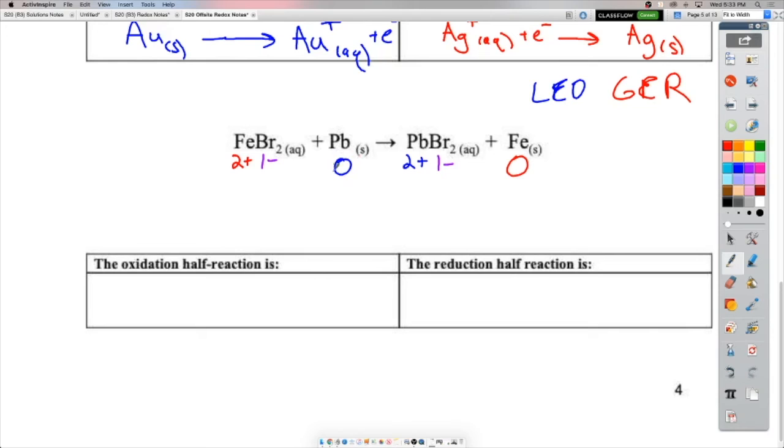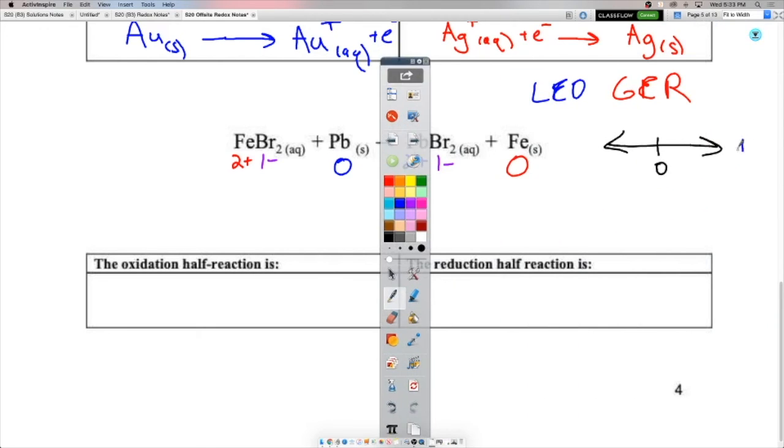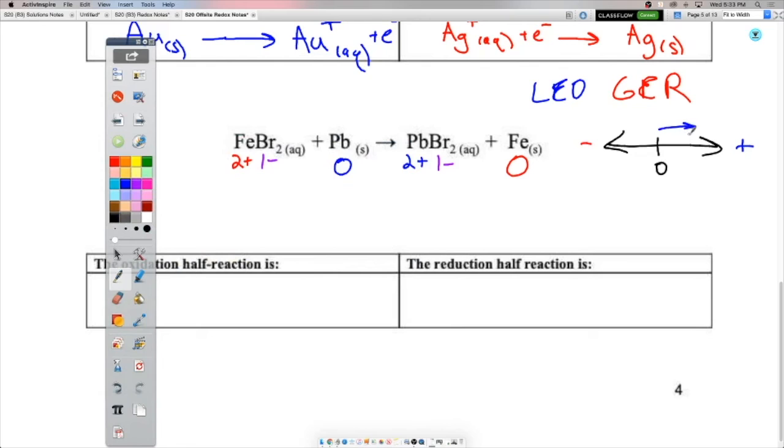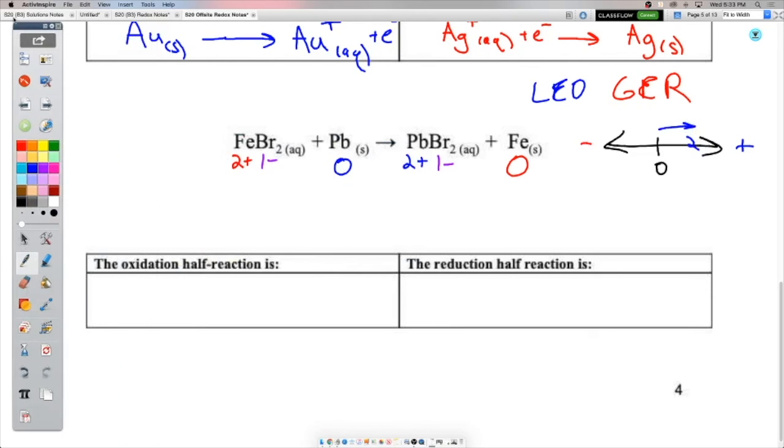But lead went from 0 to 2 plus. Hey, that is getting less negative, right? On a number line, if these are our positives, these are our negatives, that is going away from the negatives, to go from 0 to 2 plus, 2 plus being over here somewhere. That's getting less negative. So lead must be getting oxidized. It's losing those negative electrons.